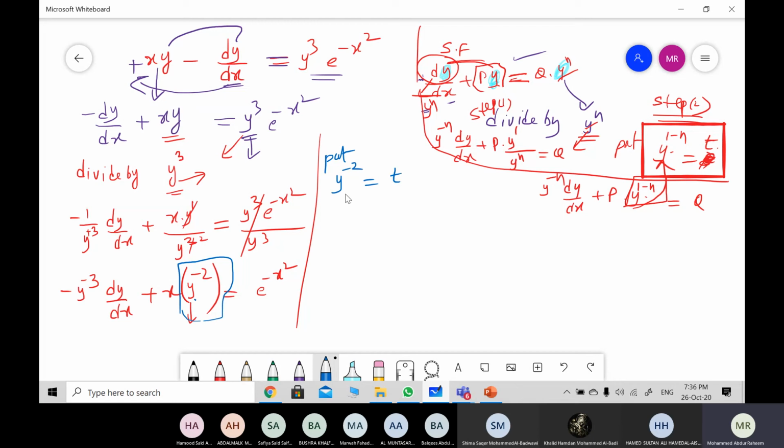But don't put the same y, because here already y. And don't put x also. Why? Because in the question x is there. Other than y and x, you can take anything. Now differentiate both sides with respect to what? x. In the question, what is there? x. That's why. There is a reasoning for everything. Remember, how is the differentiation? What is the rule?